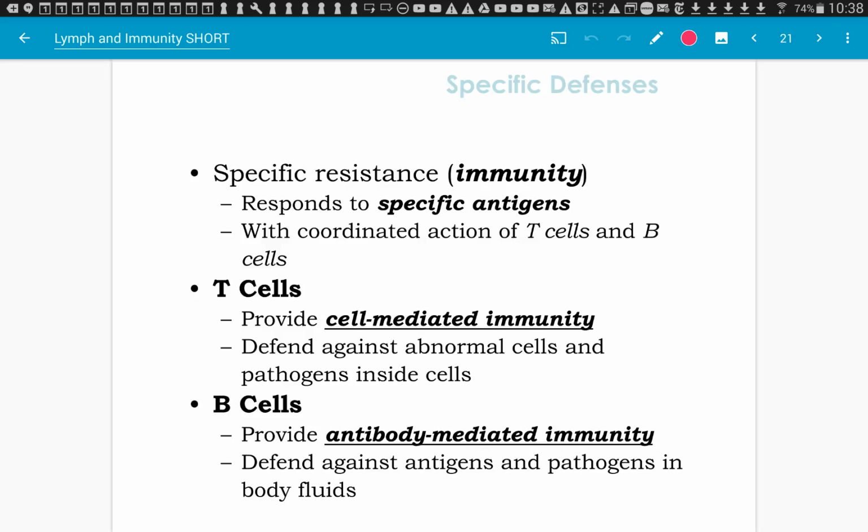Okay. Specific defenses. So this is where we use our antibodies against the antigens, those foreign things that are on cells that don't belong or are infected by viruses. Okay, so our specific resistance, that is our immunity.